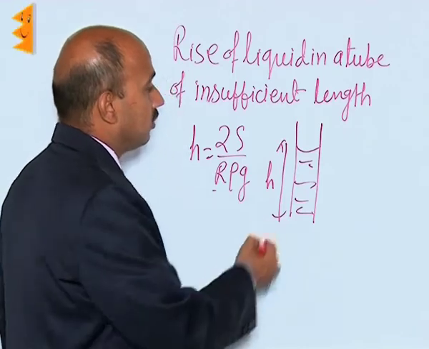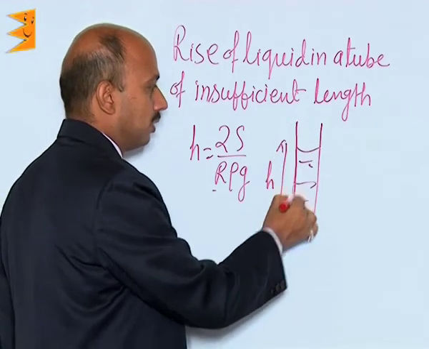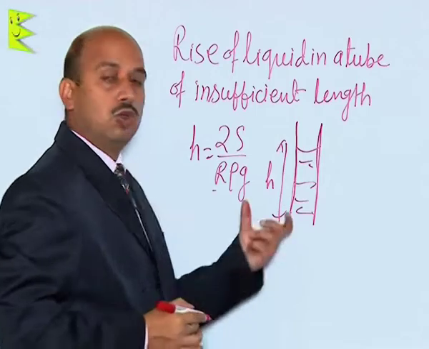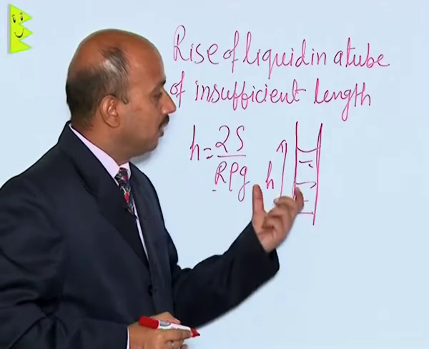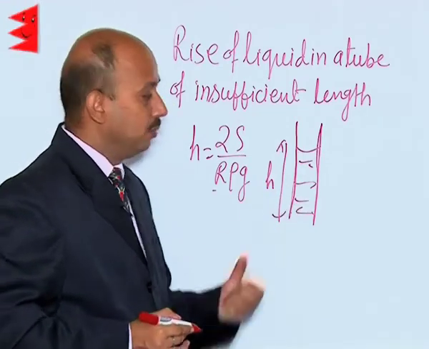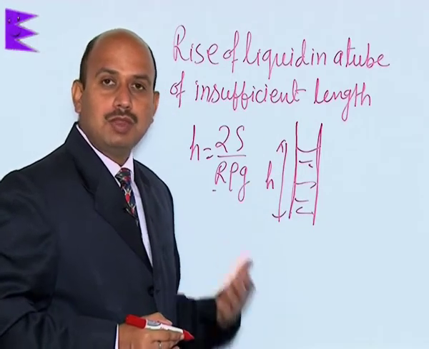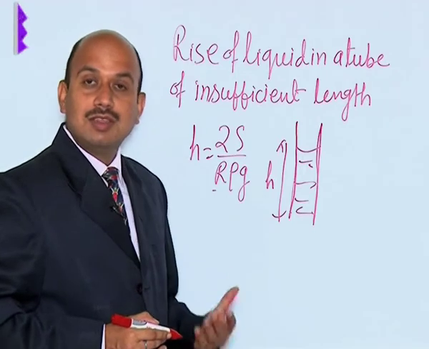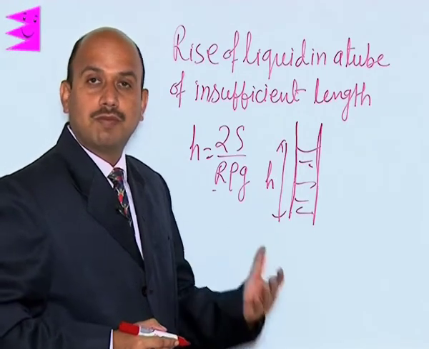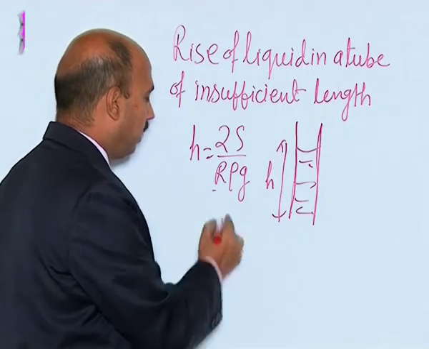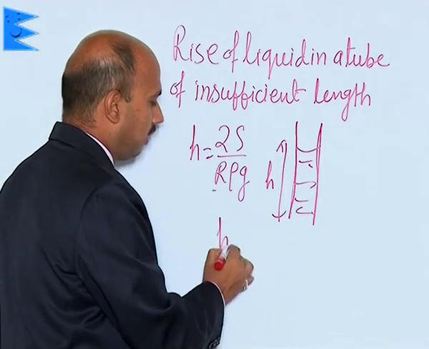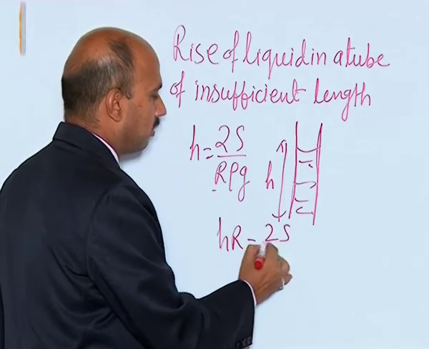Now suppose the rise of the liquid in the tube is more than the length of the tube, it means h is more than the length of the tube. What will happen? Will the liquid overflow? See here, in this case the liquid will not overflow. This can be explained this way. Taking R to this side, hR is equal to 2S upon rho g.